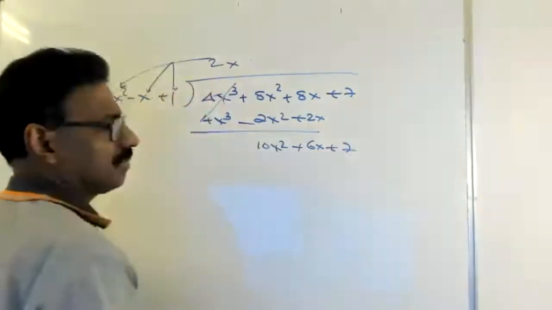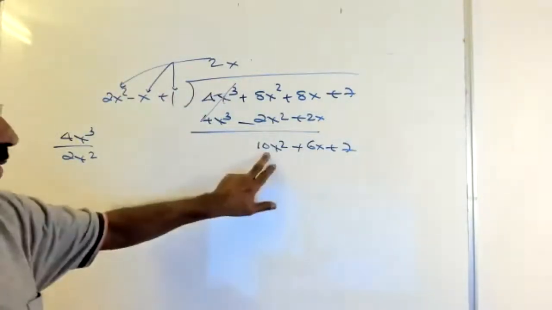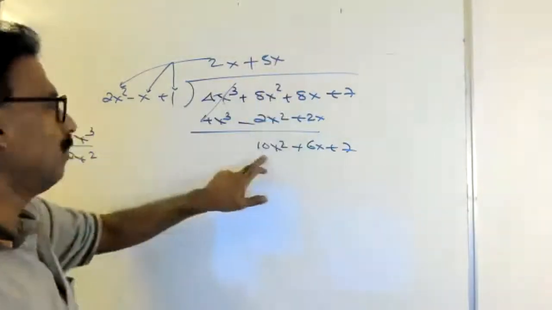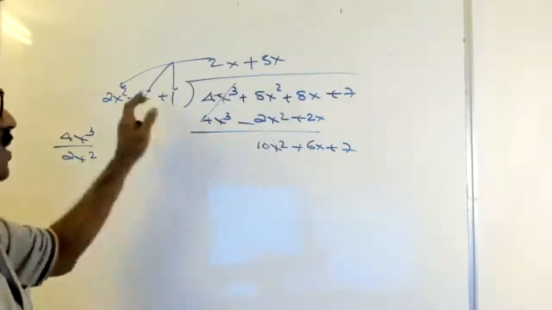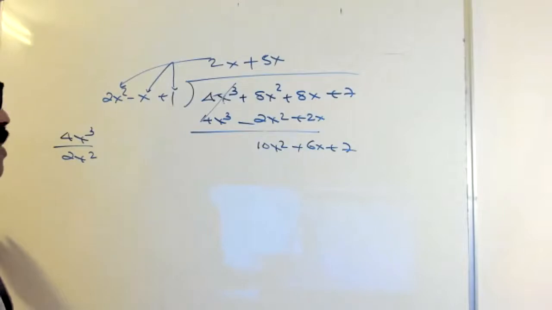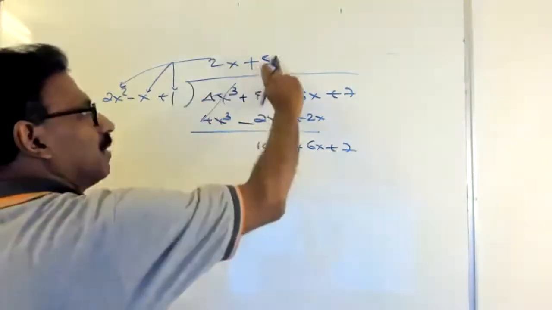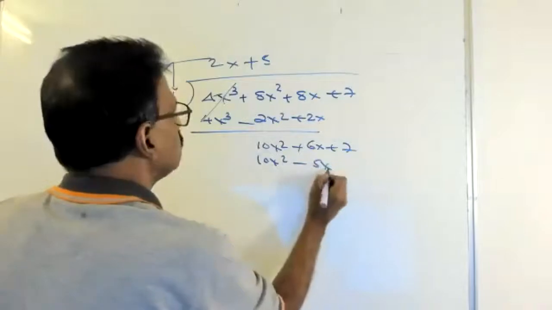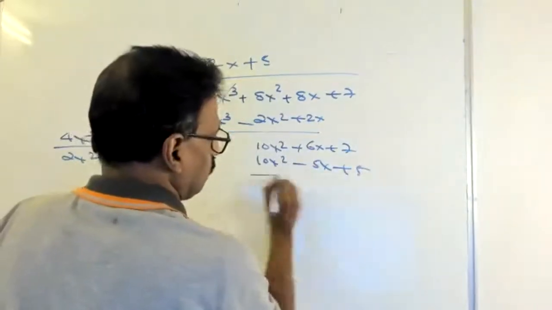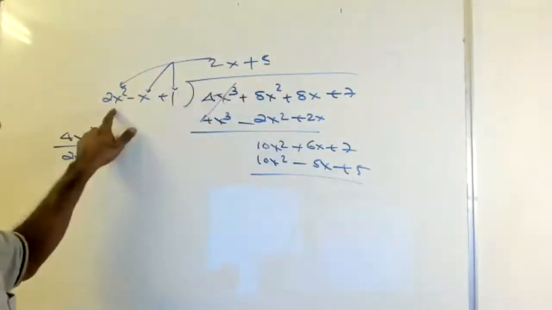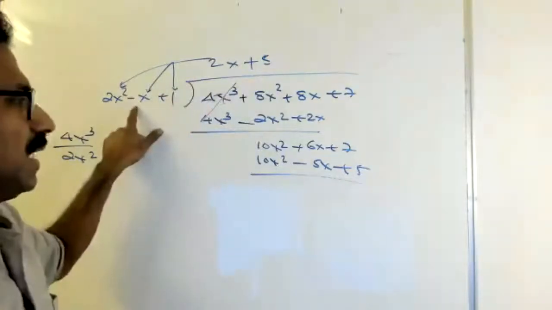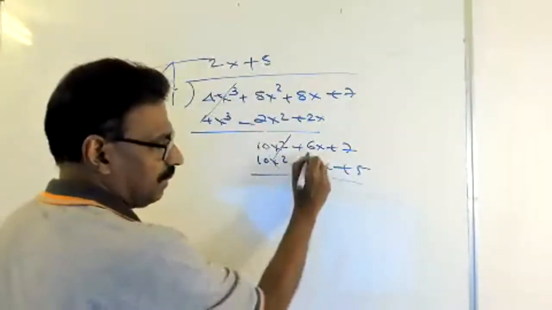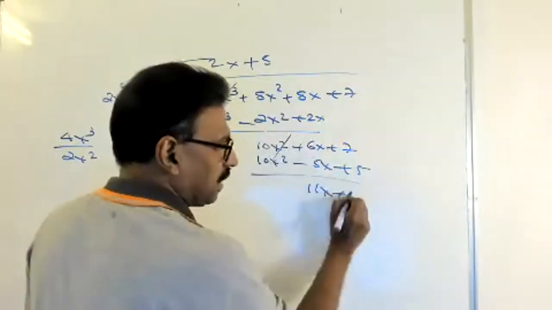Minus plus 7. Then 10x square divided by 2x square, that is 5. 10 divided by 2 is 5, x square by x square, no, that is 5 only. So 10x square minus 5x plus 5, because you subtract 5 into 2x square, 10x square, 5 into minus x, minus 5x, 5 into 1, 5. Cancel here, it becomes 11x, 7 minus 5, 2.